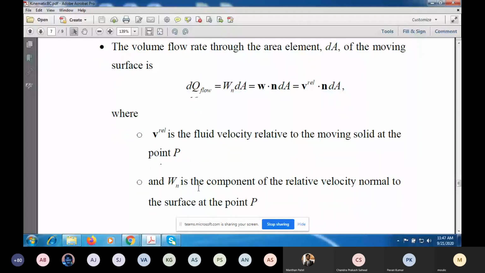Or you can say W subscript N is the component of the relative velocity normal to the surface. So this N subscript indicates it's the normal. And Wn here is W dot N. So if you look at the magnitude of Wn and the magnitude of W dot N, they are the same because N is a unit vector.